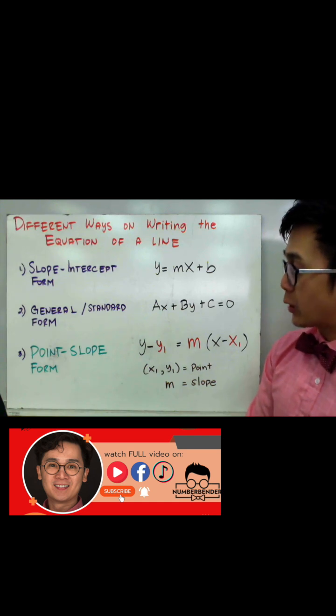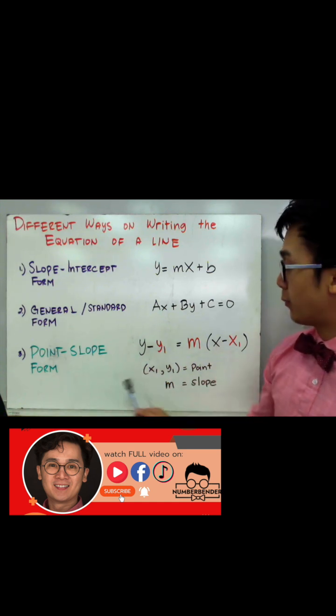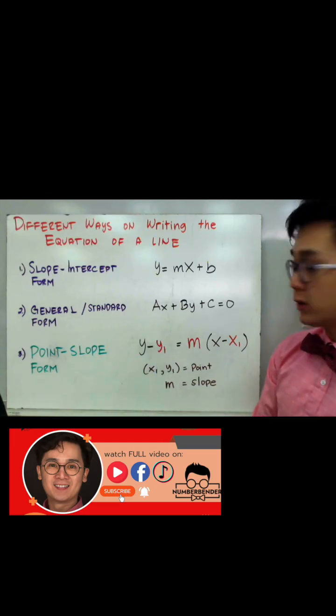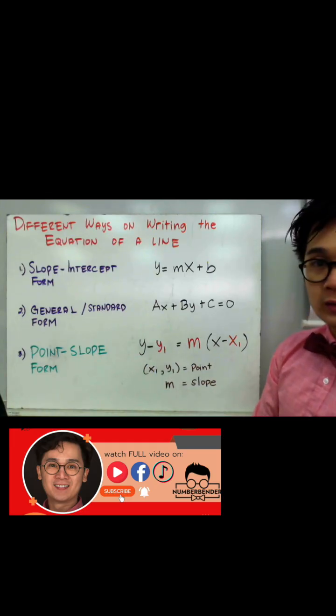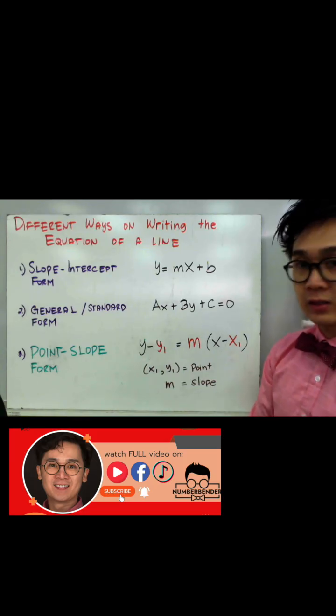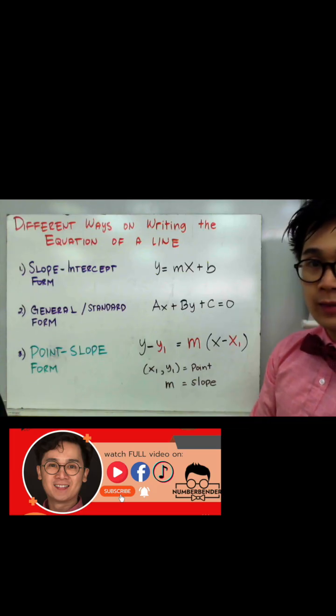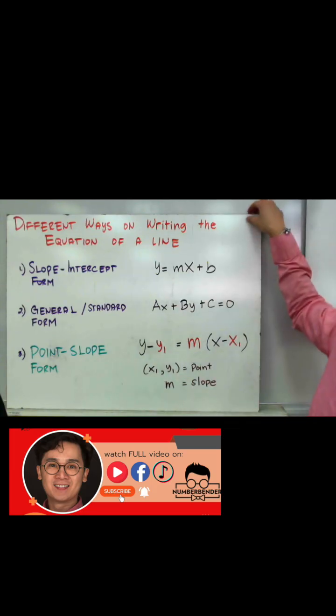And for today, we're going to concentrate on the point-slope form given by the formula y - y1 = m(x - x1). Now, x1 and y1 is the given point on that particular line, and m is the slope. Now, how are we going to use the point-slope form in writing the equation of a line? Here are some examples.